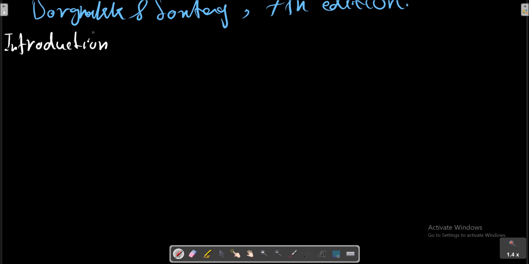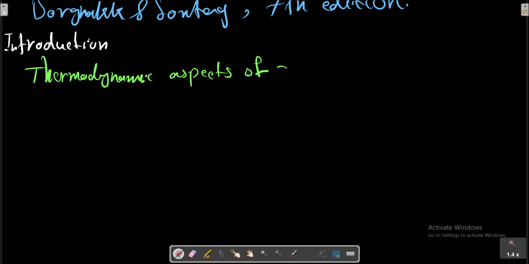This chapter deals with the thermodynamic aspects of simple compressible flow through nozzles and passages.